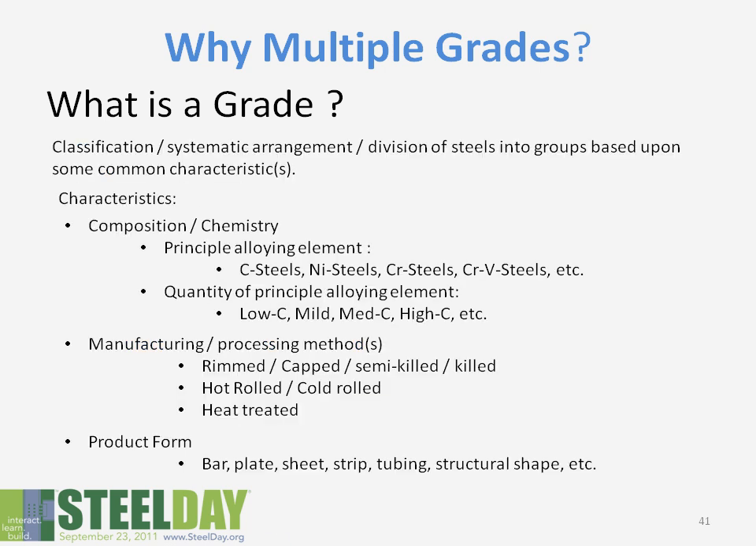Our industry tends to look at a grade a little bit differently than others. Grade basically gives us a classification or systematic arrangement based upon certain characteristics, such as composition, be it alloying elements, manufacturing process, whether it's hot rolled, cold rolled, casting method, rimmed, capped, semi-killed, what have you, or even the product form, be it a bar product, a structural product, tubing, a shape, etc.